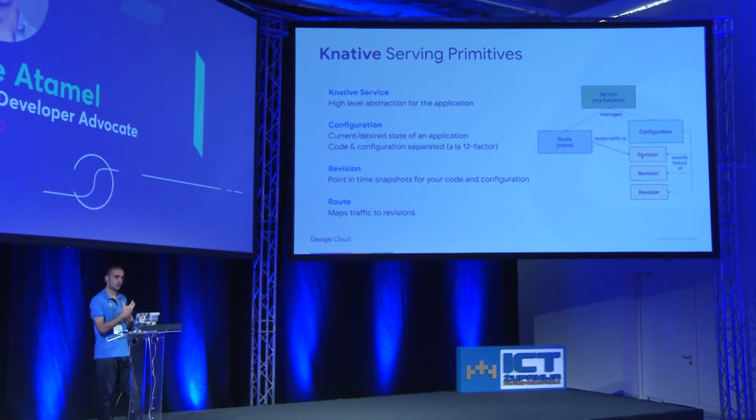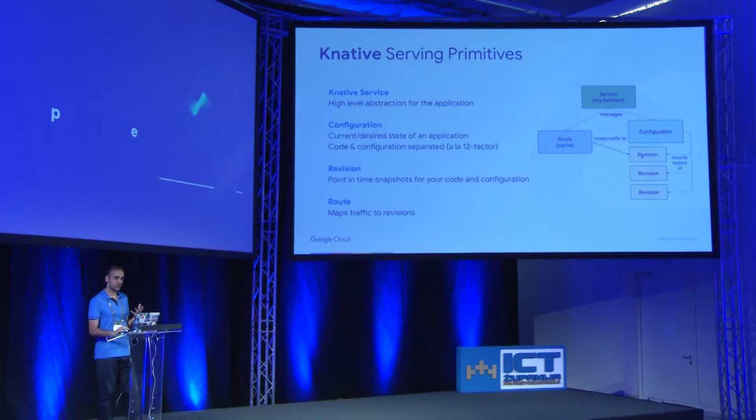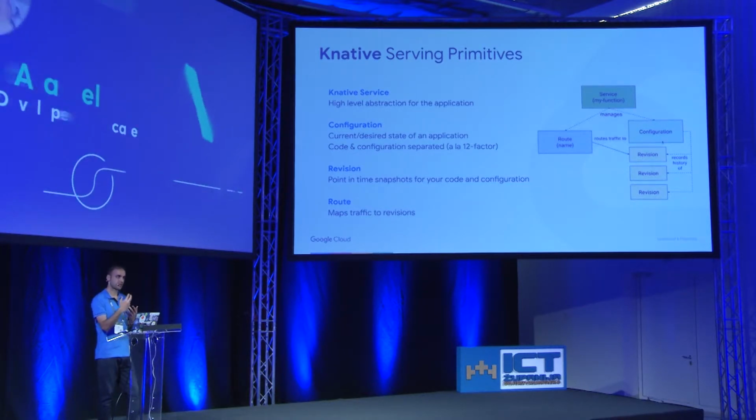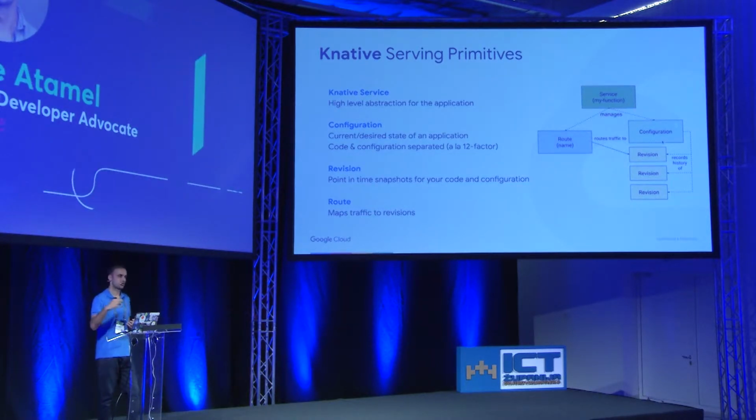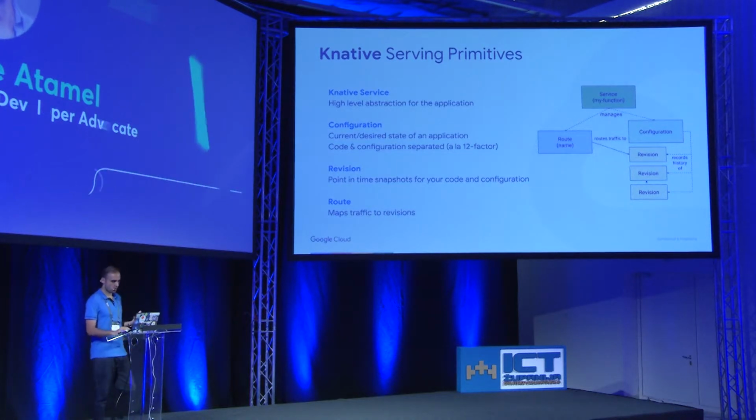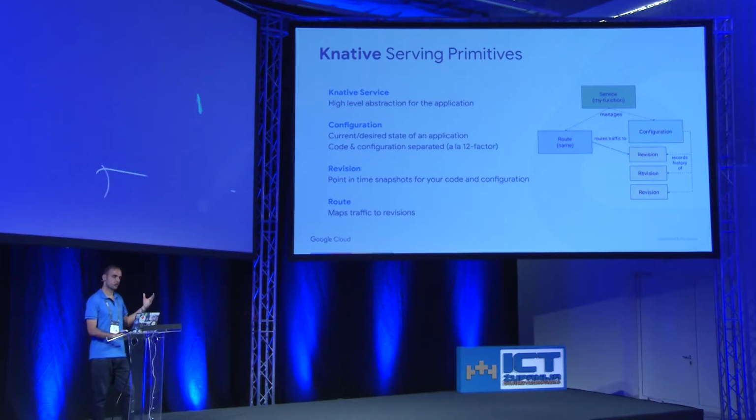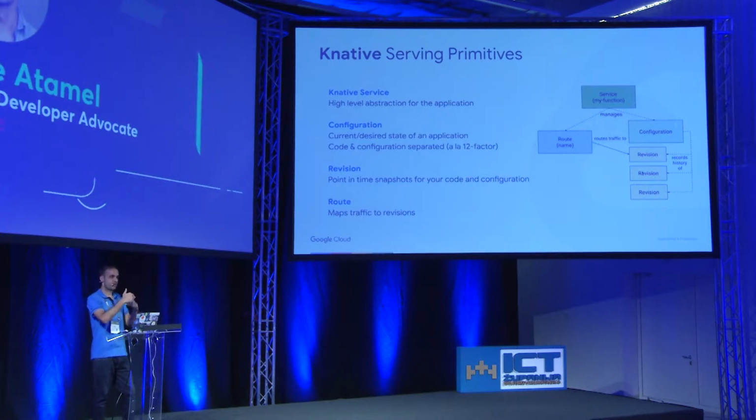So by default, everything will go to the new revision. Now, every time you change something about the configuration, for example, the image that your service refers to, or the environment variables, or something like that, Knative will create a new revision, and it will update the route to go to that new revision. That's the default case. But if you want to do something more complicated, where you say, OK, I want to deploy a new revision, but I want to split traffic 50% between the old revision and the new revision, you can do that as well. So Knative service, configuration, revision, and the route are the main things for Knative serving.